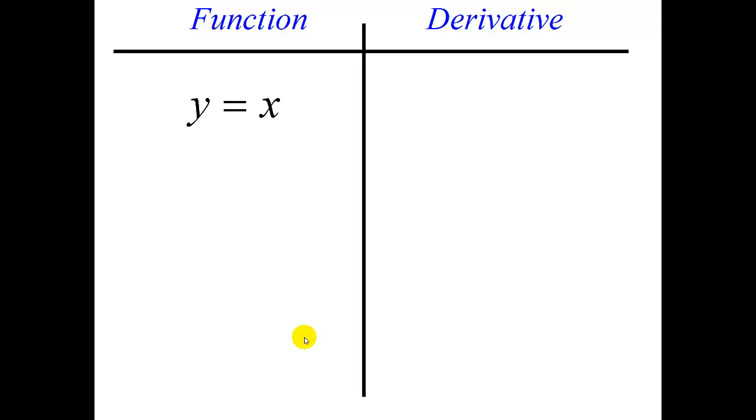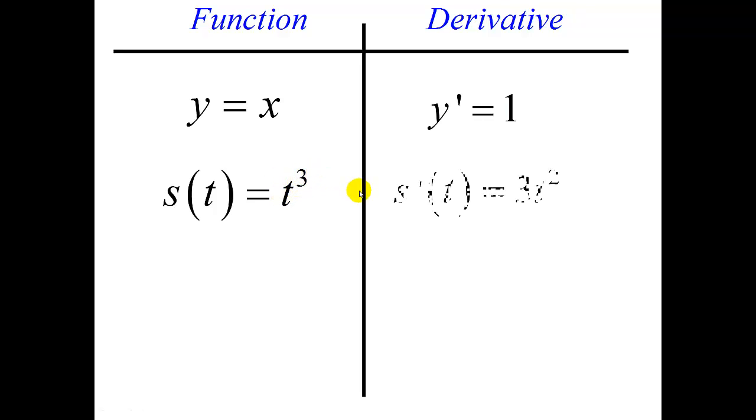y equals x. That's x to the first power. So the derivative of that will be 1x to the 1 minus 1, or 1x to the 0. x to the 0 is 1, so the derivative of the function y equals x is 1. Which we know intuitively because y equals x is a line with a slope of 1. How about s of t equals t to the third power? If we use that power rule, we're going to put the 3 in front. It's going to be 3 times t to the 3 minus 1 power, or 3t squared.